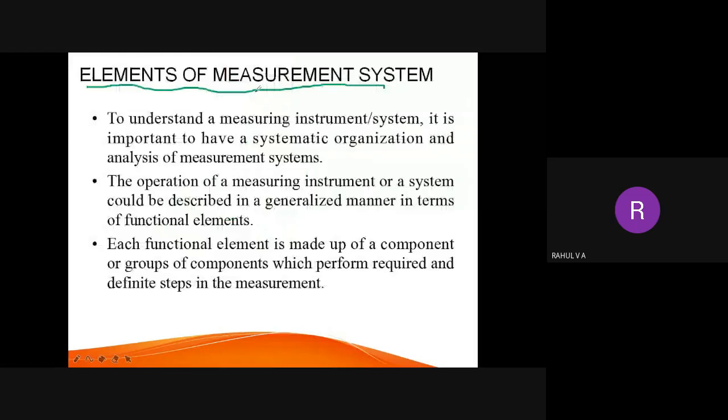Okay, so the best example is this. There is a weighing machine. You might have seen this. So the object whose weight we need to measure, we will be keeping on the surface. So it will display the exact value of that measurement, how much it is. Okay, so such kind of system is a measurement system or instrumentation system. To understand a measurement system, it is important to have a systematic organization and analysis of the measurement system. Okay, so these are some introduction.